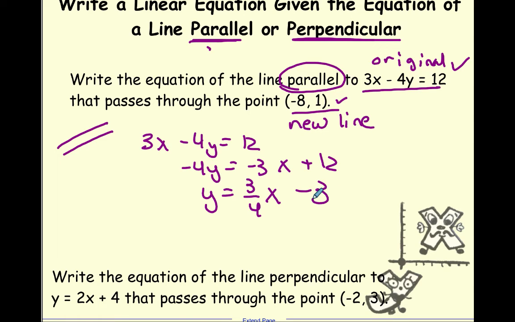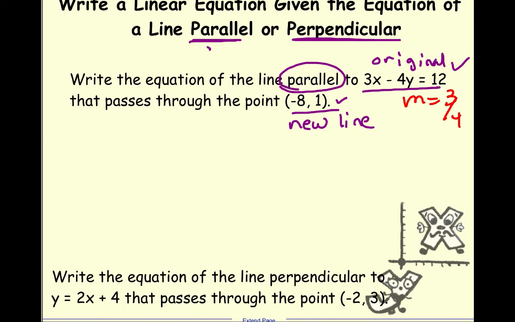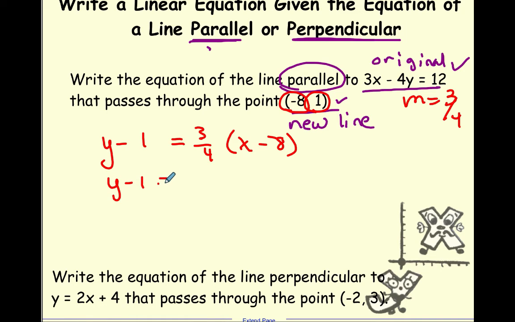So what is my slope? If I go back and look at the coefficient of x, I get 3/4. So I know this line has a slope of 3/4, and I know my new line has that exact same slope. So if I use slope-point formula, I'm going to put in 3/4 for the slope, and this value for my x and this value for my y. y minus 1, x minus negative 8 is x plus 8.